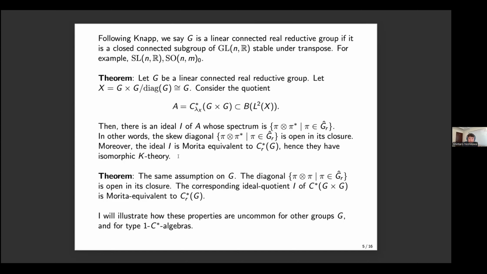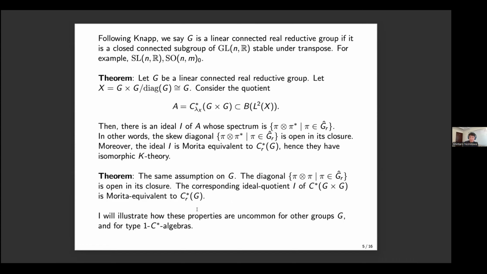But anyway, this is a theorem. And under the same assumption on G, you also have the diagonal because of the thing I told you. You have a homeomorphism. There's a similar story if you consider the diagonal. And then again, the corresponding ideal quotient is Morita equivalent to C star. So that's the first thing I wanted to tell you.